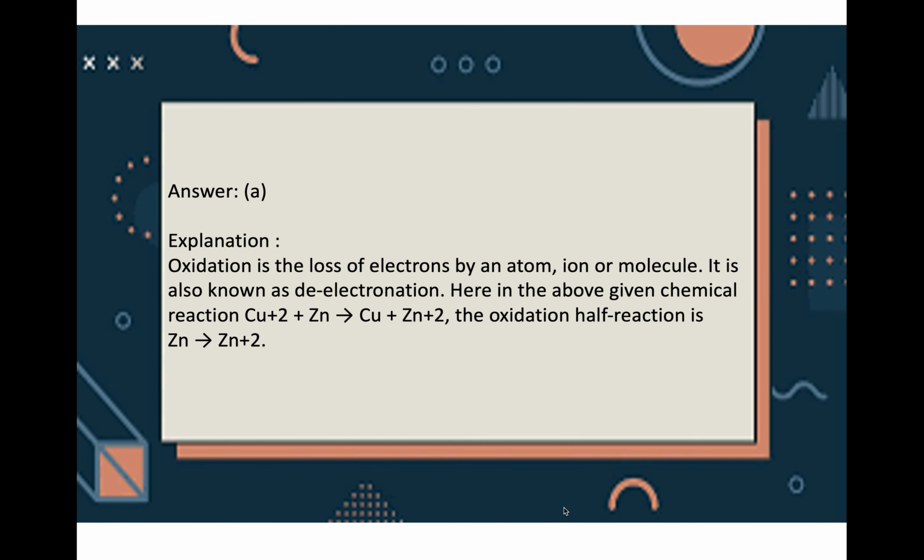What is meant by oxidation? Oxidation involves the loss of electrons by an atom, ion or molecule. We also call it de-electronation. In the given chemical reaction, Cu2+ plus Zn gives Cu plus Zn2+, the oxidation half reaction is zinc giving Zn2+, because only if zinc loses electrons does it become Zn2+. I hope you understood this.